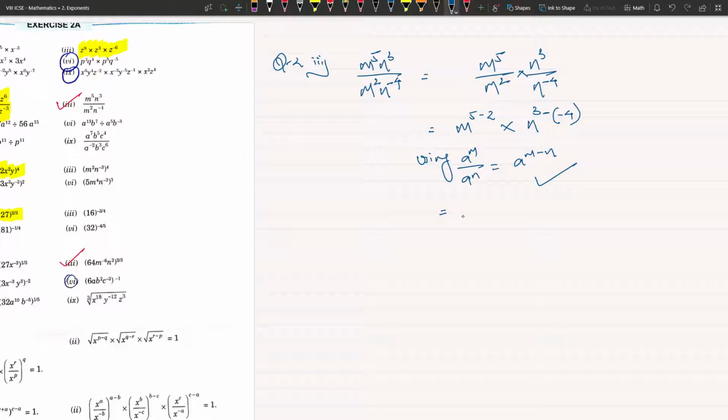So I will simplify this. This will become m cube. And this will become n raised to 3 plus 4. So m cube times n 7. m raised to 3 times n raised to 7. Please check the answer, Anushree. Yes, sir. Yeah, so it's correct, right? Yes. Did you understand the method, the steps? Yes, sir. Okay. Okay, note it down, okay?